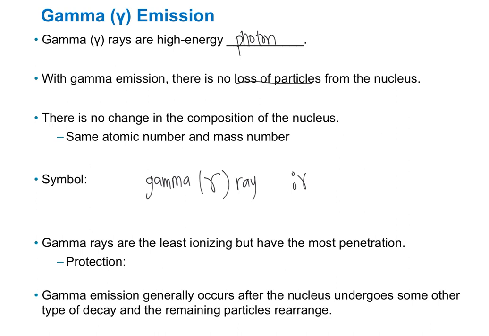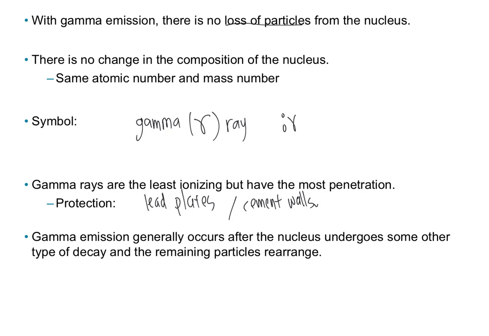So these are the most penetrating because it's just light. To protect against it, you need lead plates or cement walls that are really thick. That's how we have to block these. And so we'll still have the same type of particles.